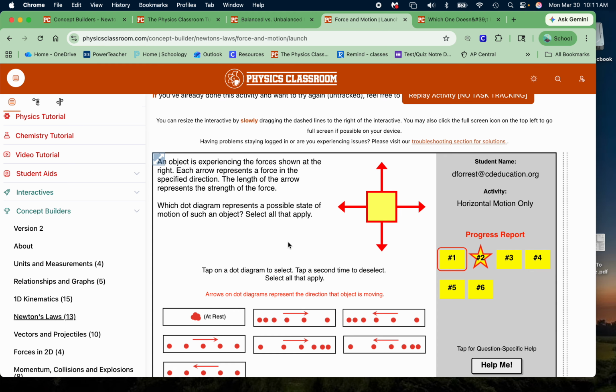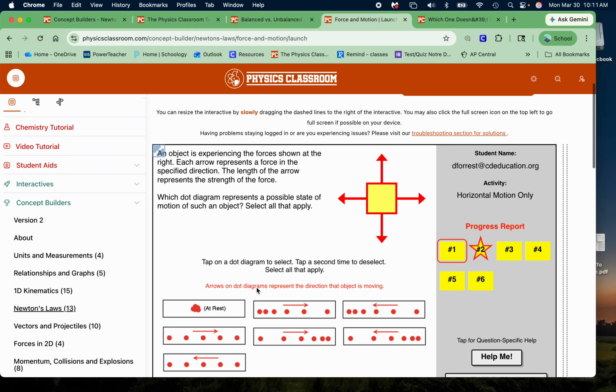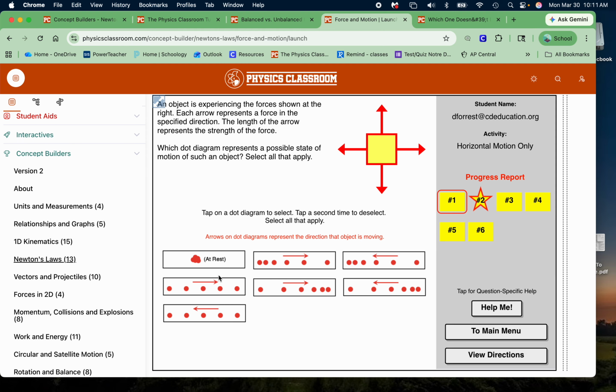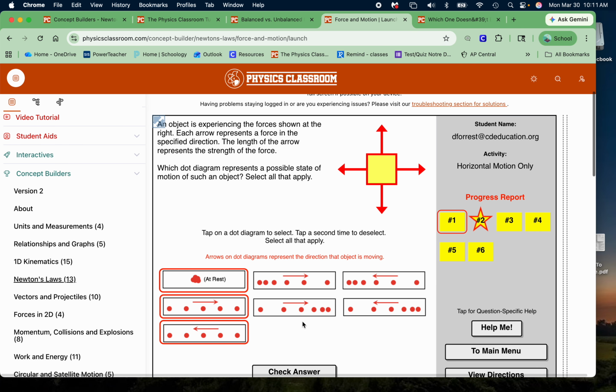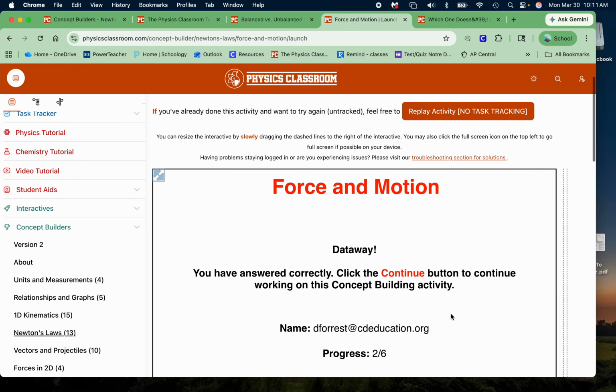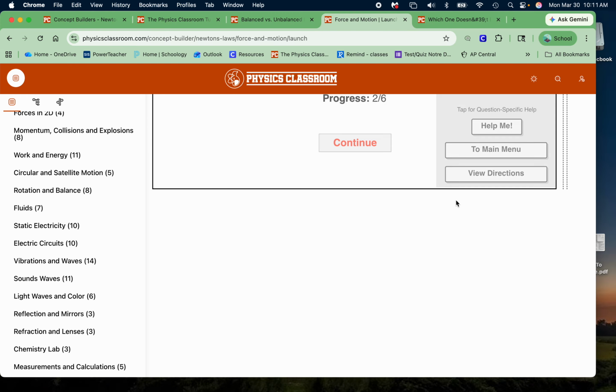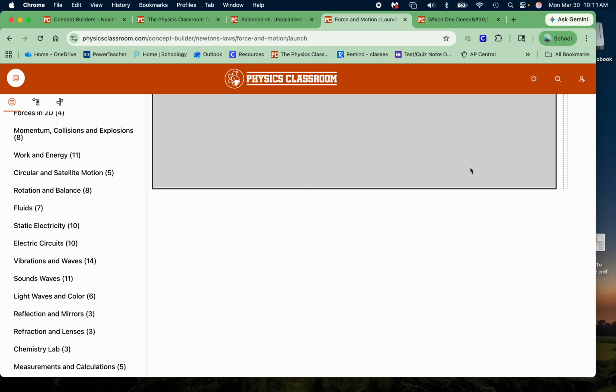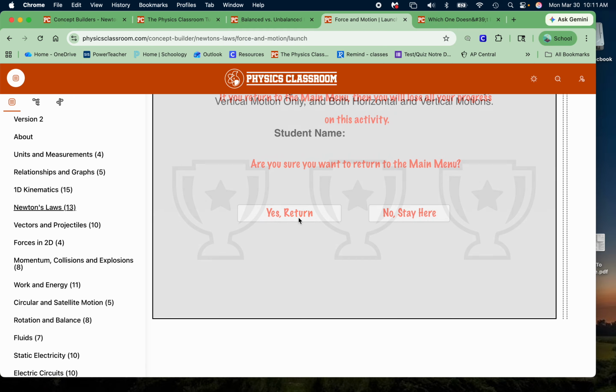I'm not sure if all these are dot diagrams or not. Here I have balanced forces. That could either be something at rest, something moving at a constant speed to the right, or something moving at a constant speed to the left. Okay, so I'll go back to the main menu. We'll look at vertical ones. Yes, I want to return.